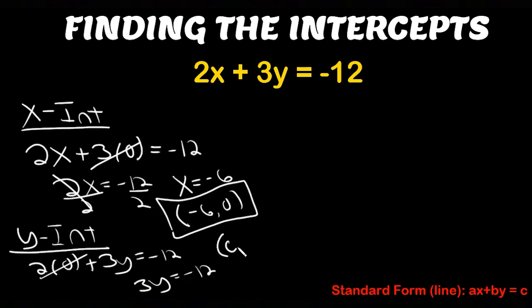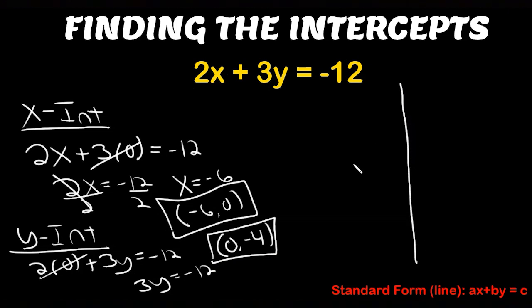I can write 0, negative 4. Okay? And so if you were given a coordinate grid, you could go ahead and graph the line now, and you're not even in slope-intercept form, okay? So real quick, if I make a real quick coordinate grid here, right? Doesn't have to be perfect. Here's y, here's x. Let's put that first point on -6, 0. So 1, 2, 3, 4, 5, and 6, -6. There we go. Make a point there.